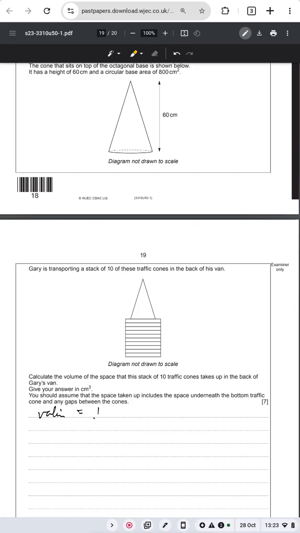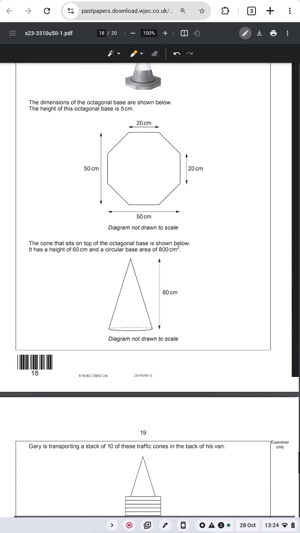The volume of a cone is 1/3 pi r squared times the height. So we have the third. We know the height of the cone is 60 centimeters, and we're going to be timesing this by pi r squared. But notice that's the area of a circle, so that's the base of the cone, which we know is 800. So we can cancel that 3 and cancel that 6 to give 20. So this would give 16,000 centimeters cubed.